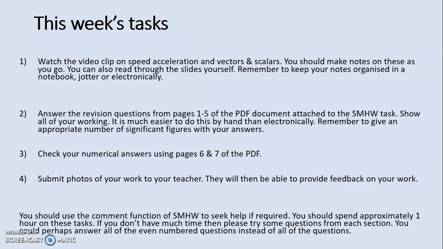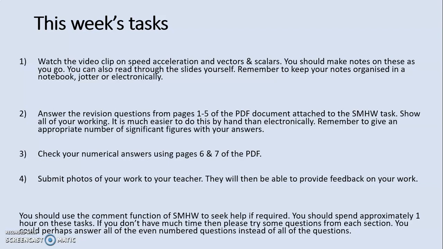So these are the tasks for this week. You're already watching the video clip on speed and acceleration, and we're going to start on that in just a second. You should make notes on these as you go. You might want to pause the video at certain points, or you could also read through the slides yourself. Remember to keep your notes organised in a notebook, a jotter, or even electronically. It's really important because you will need to refer back to these as we progress through the course.